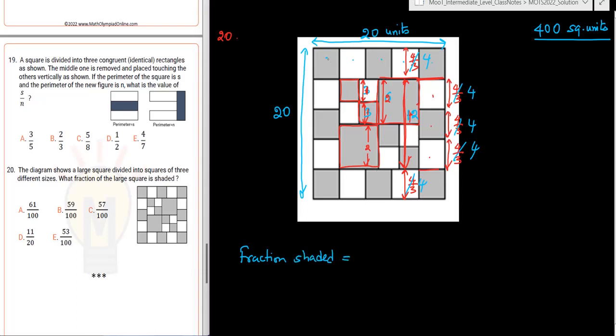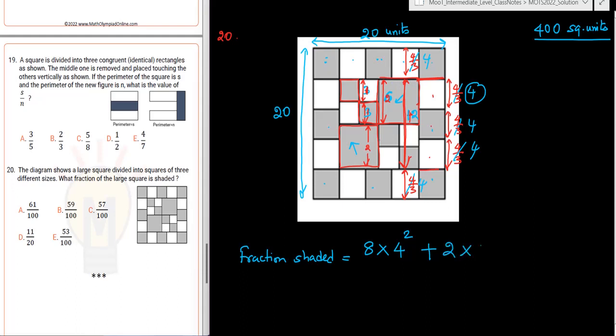is equal to 1, 2, 3, 4, 5, 6, 7, 8. There are 8 medium-sized squares, so I'm going to do 8 times the medium-sized square side is 4, and its area will be 4 square, that is 16, right? There are 8 such medium-sized squares, so I calculate the area for all those which are shaded. Plus, now I have the two big squares here and here. We said it is 6 units, right? So the side is 6 units. So that means each one is 36 or 6 square. There are two such big squares.